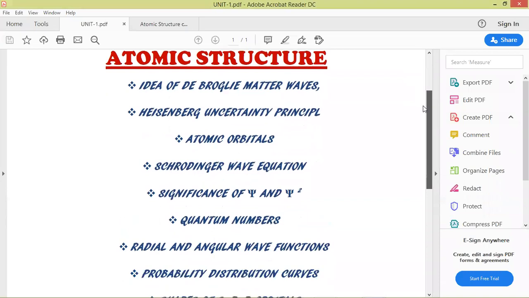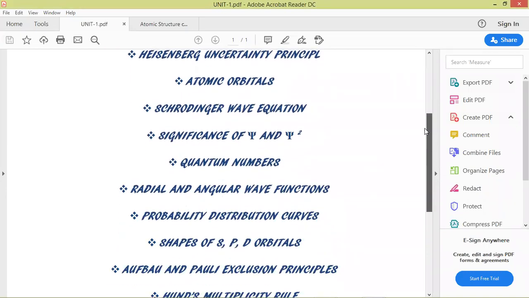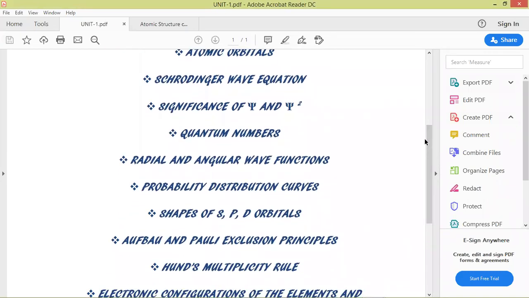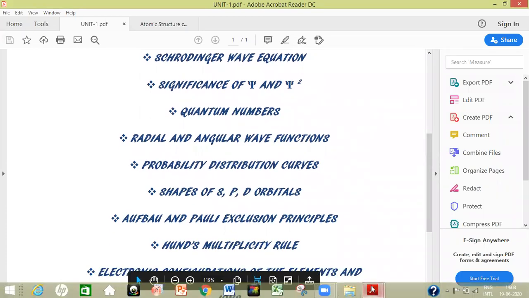So in continuation with our last lecture, where we were discussing the shapes of different types of orbitals, in this lecture we'll be continuing with that topic and we'll further discuss the Aufbau principle, Pauli's exclusion principle, and the third will be Hund's rule of maximum multiplicity. So let's get started.